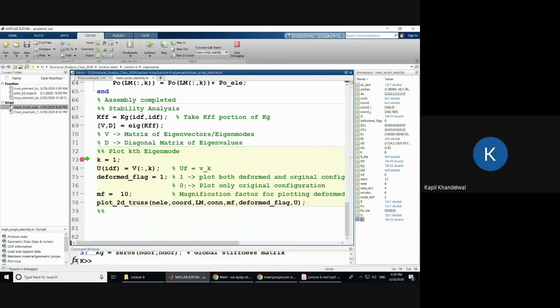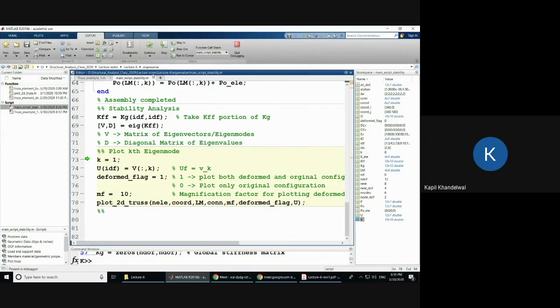for the structure. And these are the magnification. I'm using a magnification factor of 10 in this case. You can change it. It depends on your problem. Just look at it. If you see the nice deformed shape, that's the magnification factor you want to use. And the deform flag is 1. And let me just show you what this looks like.